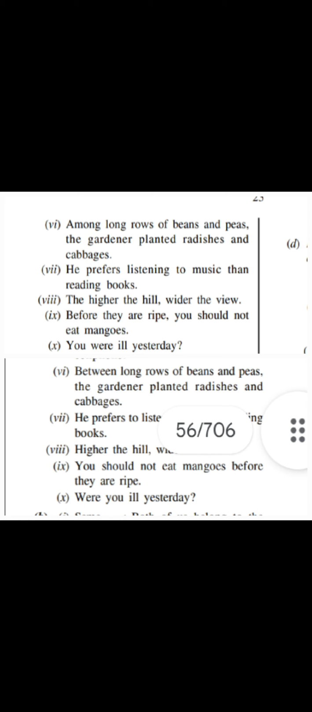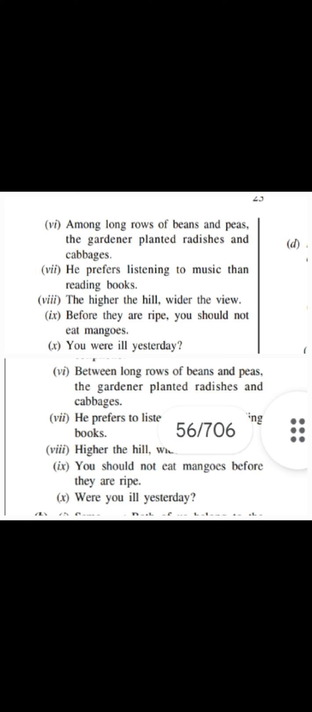Then the seventh one, he prefers listening to music than reading books. So this has to be corrected as he prefers to listen to music rather than reading books. Okay. So he prefers to listen. That is the change that had to be made.